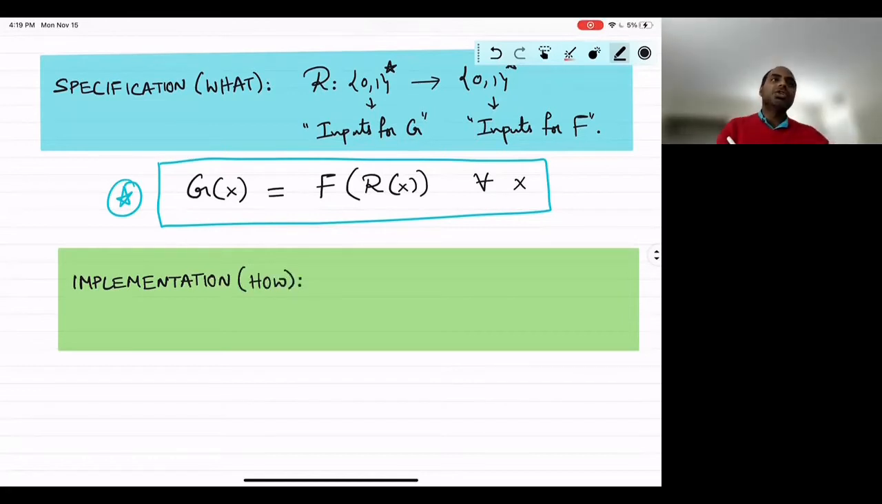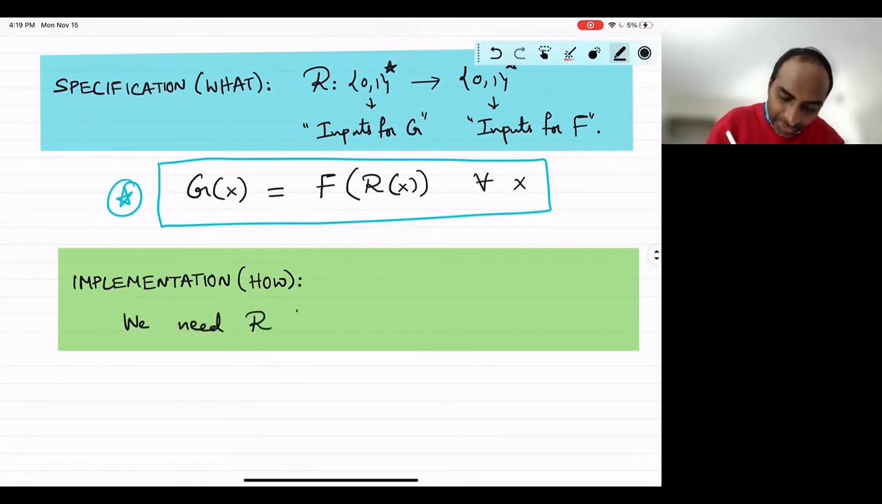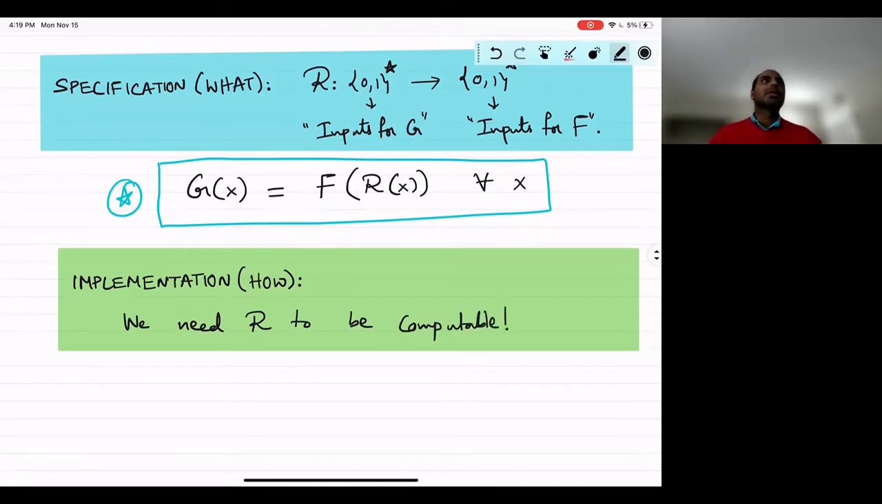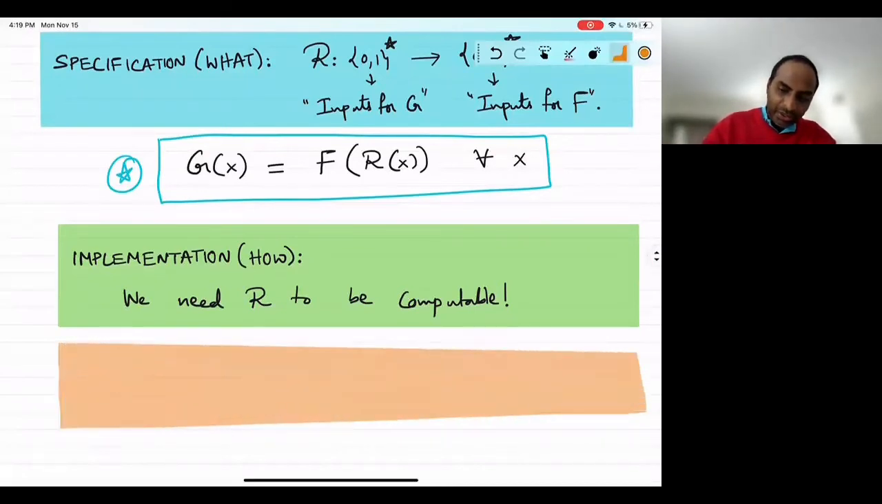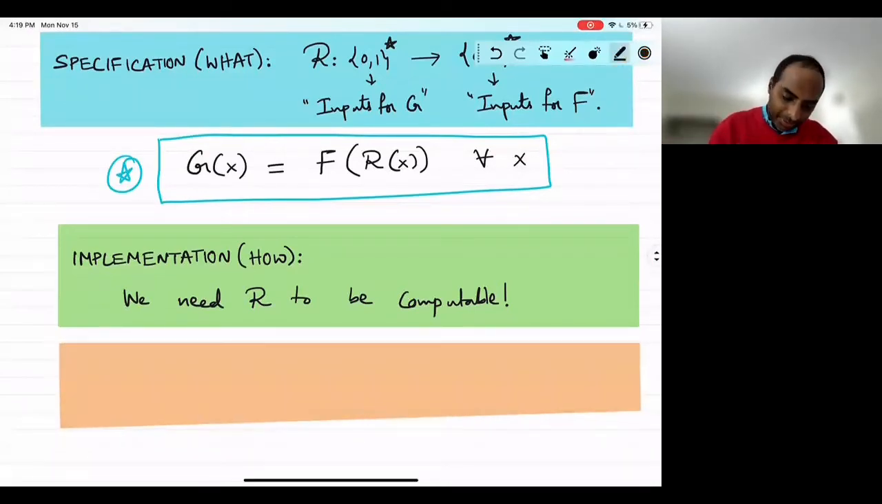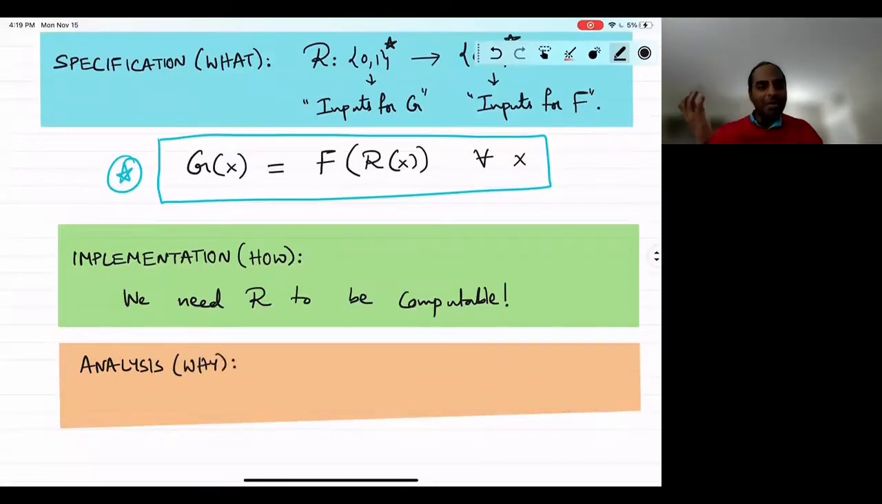Or how? We need to make sure that the reduction itself is computable. So we need R to be computable. Okay. And finally, we need to also show the analysis, that their construction works. And this is the third step. So analysis, or why.